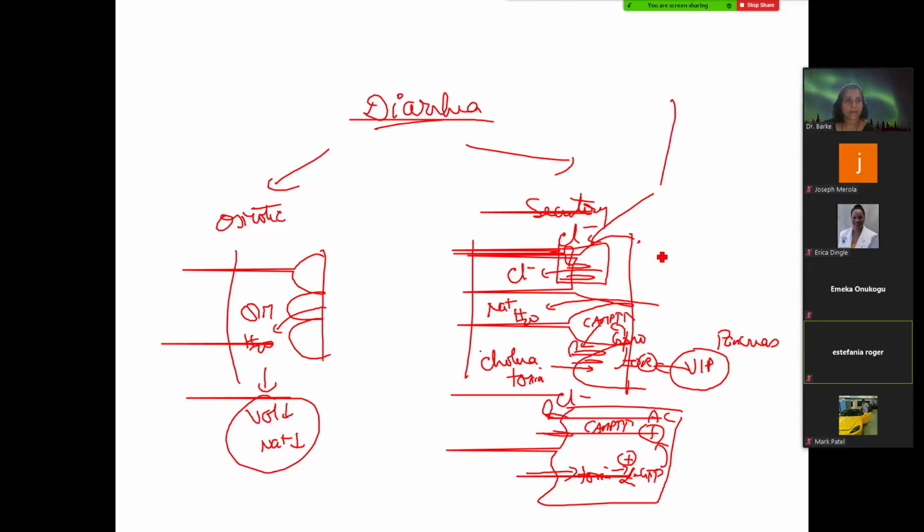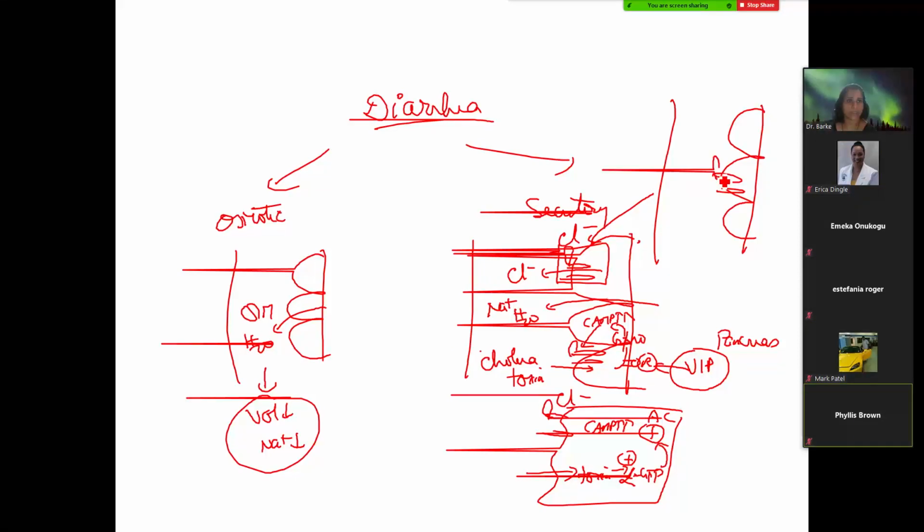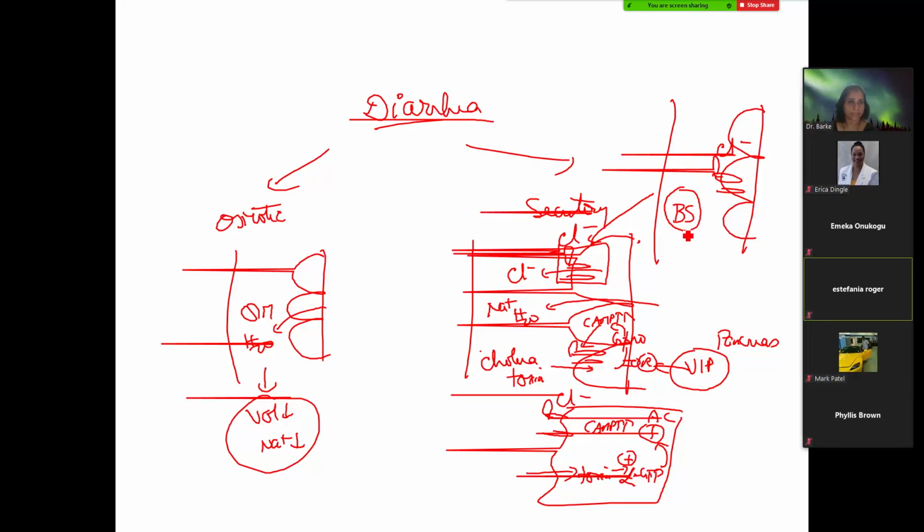What in the intestine can directly cause continuous opening of chloride channels? Bile acids, bile salts. They can keep stimulating the chloride channels to be open. So in any condition where the bile salts do not get reabsorbed and remain in the lumen, they keep stimulating this. So we use the drug cholestyramine.